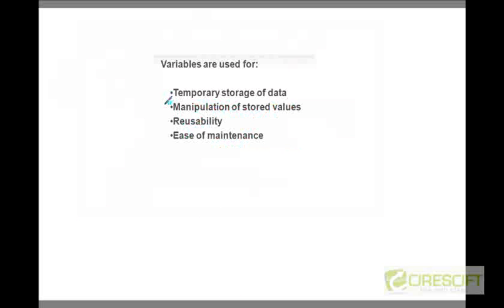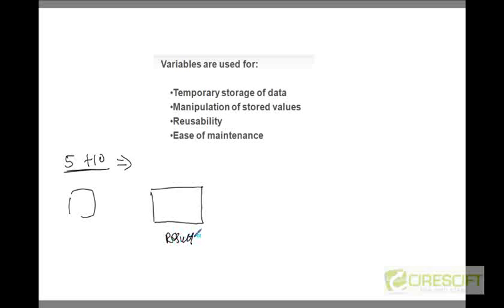The reason I use variables is that I want to store temporary data. Let's say, for example, I add 5 plus 10. I need to store the resulting value somewhere, otherwise it's not of any use. So I define a variable called result, and I define this variable to be a number type. That means whatever value 5 plus 10 produces is going to be put here. Once I store this result, I can manipulate it and use it later on in my program.